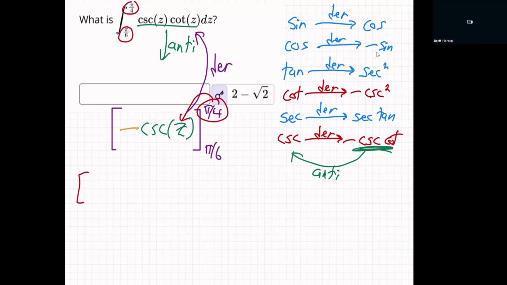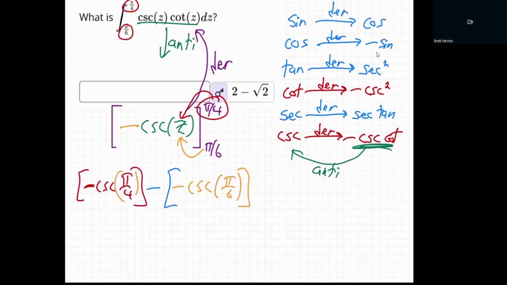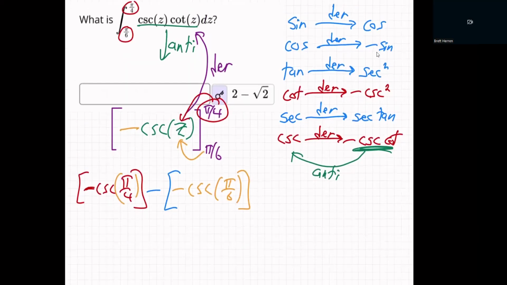So I'm going to get minus cosecant pi over 4. Subtract, right? And then minus cosecant pi over 6. Plug in the second one. Is that making sense? So you plug in the top bound, subtract, plug in the bottom bound. Then these double negatives in the middle are going to become positive. So it's going to be negative cosecant pi over 4, double negative positive cosecant pi over 6.